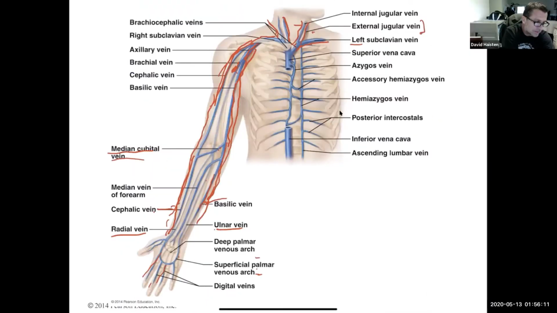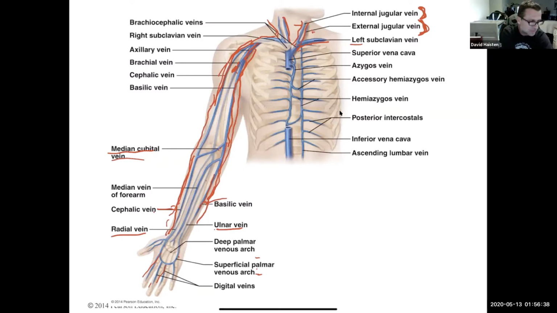So the external jugular vein, the internal jugular vein's the main one. So that's where I screwed up on this. It always gets me, the veins. That's just a pattern. Internal, then external jugular vein and subclavian vein. It's all going to come together in a right and left brachiocephalic veins. And you only have one brachiocephalic artery.